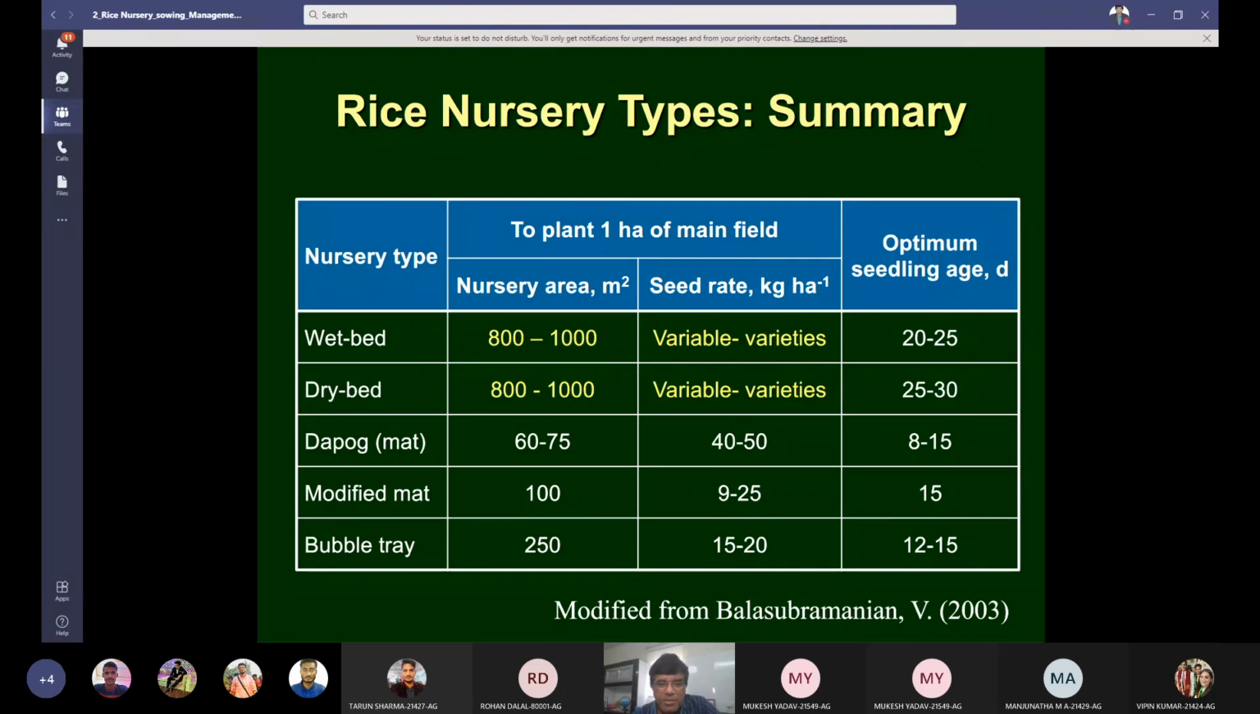In depot method, you need 60 to 75 square meter area and 40 to 50 kg seed rate. Seed rate is very high, and seedling age is 8 to 15 days. In modified mat nursery, the area is 100 square meters and the seed rate is 9 to 25 kg. It also depends upon varieties. And the seedling age is 15 to 18 days. Then bubble tray: 250 square meters, and 15 to 20 kg is the seed rate. Here seed rate is slightly less and in 12 to 15 days your seedlings are ready.